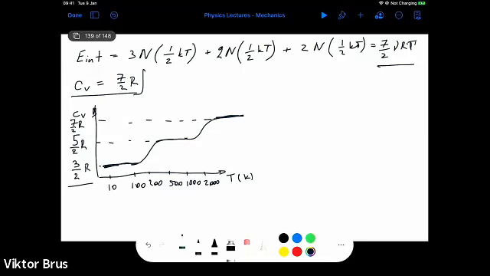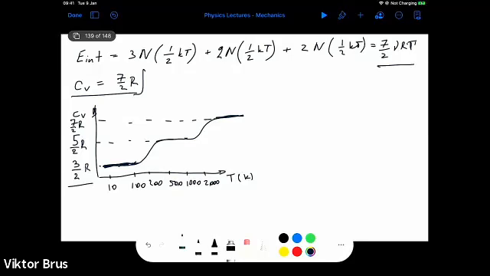So why does it happen? Because, as I mentioned before, rotational and vibrational energies of molecules are quantized, and that means you need to activate these types of motions with enough energy in order to have their contribution to the total kinetic energy of these molecules. So initially we have contribution only from translational motion, which is not quantized and always present.